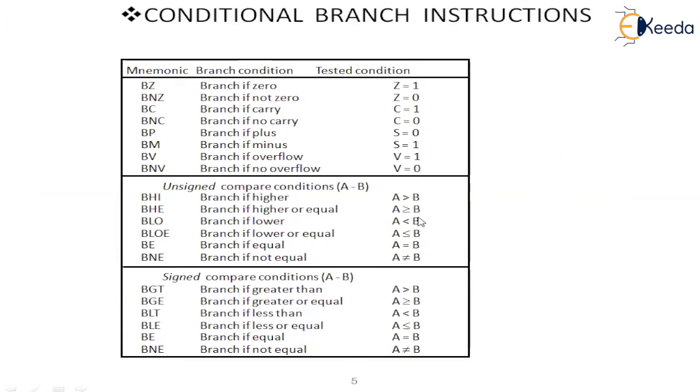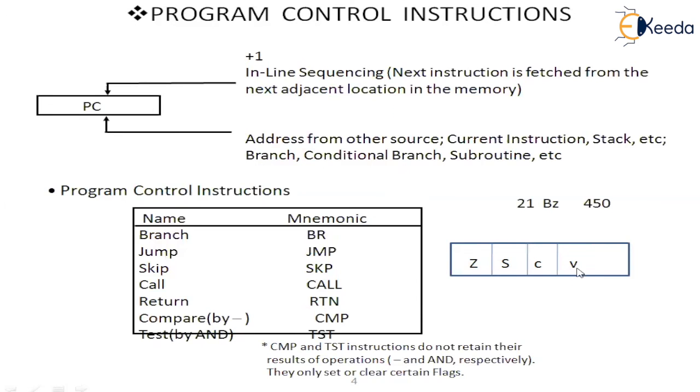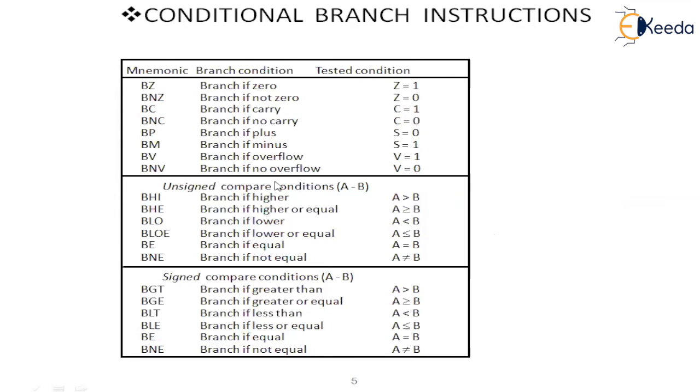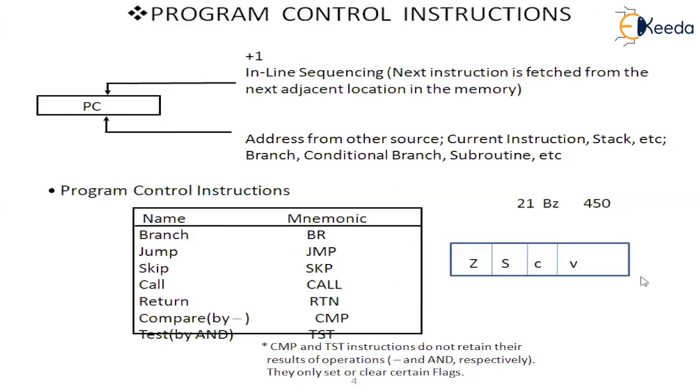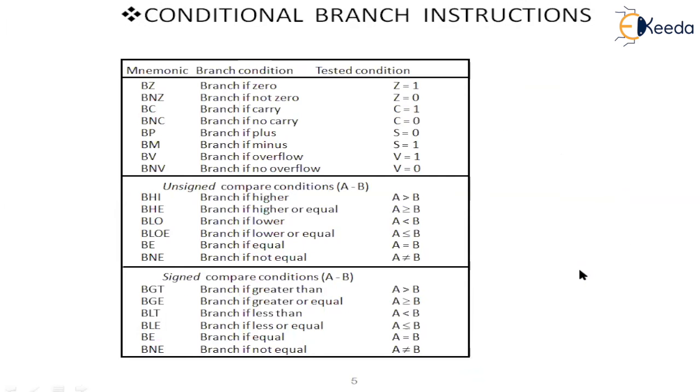Then branch if overflow. We'll check the overflow flag. If overflow is equal to 1, we're going to branch. Otherwise, we don't branch. Branch if no overflow. If overflow is 0, we're going to take a branch. Otherwise, we don't take a branch. That is it. There is an unsigned comparison also.